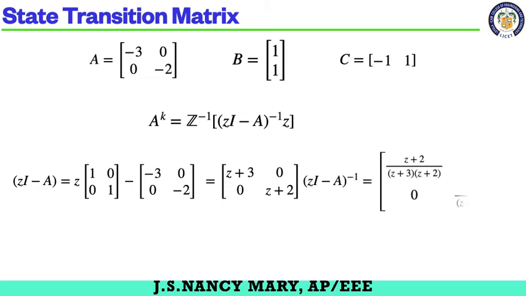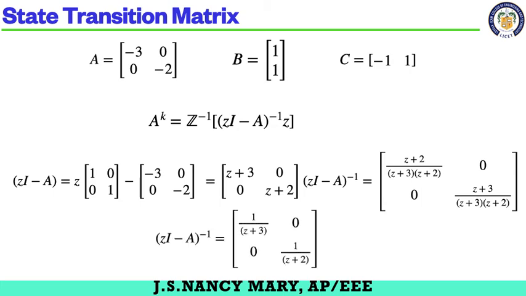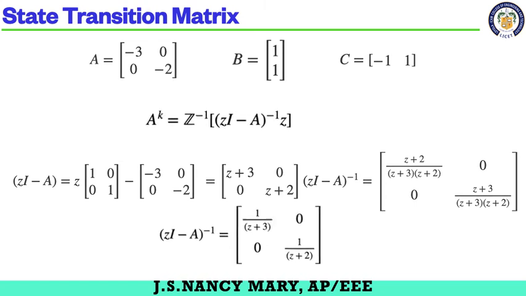So (ZI minus A) the whole inverse is given by the determinant, that is z plus 3 into z plus 2. So z plus 2, z plus 2 get cancelled. So I will get finally 1 by z plus 3, 0, 0, 1 by z plus 2. Okay. So I need to find out the z transformation for this one.